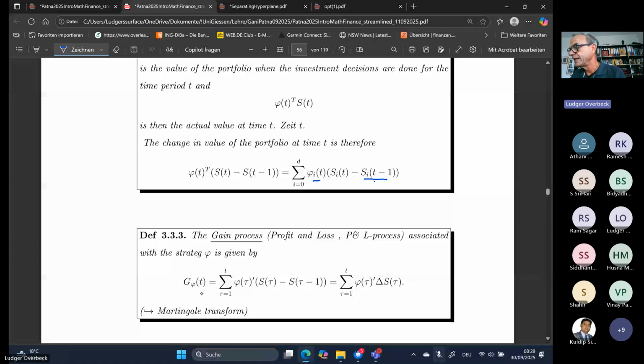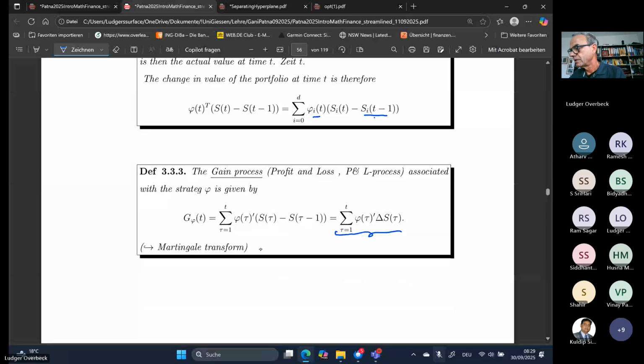It's what you gain from your trading strategies at all times between starting time and time t, your profit and loss accumulated. And here you see that's your martingale transform, which we had before. A martingale is so important. If this one is a martingale, then also your portfolio will be a martingale.